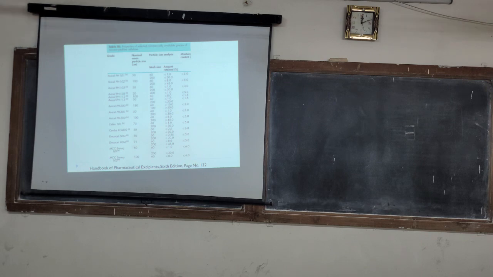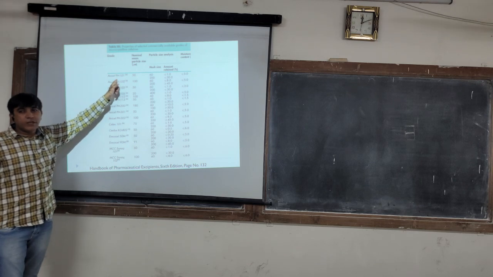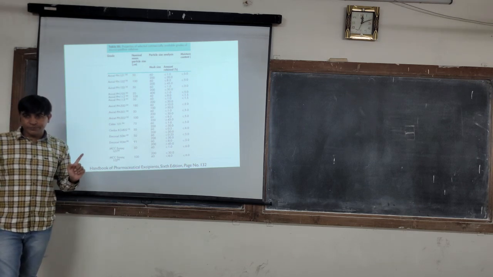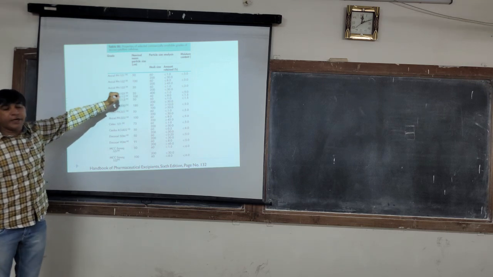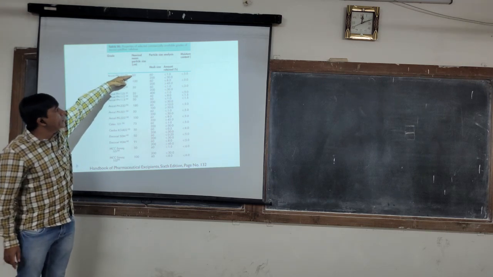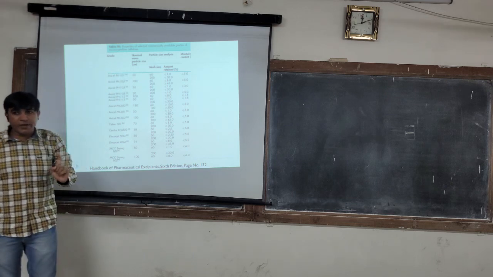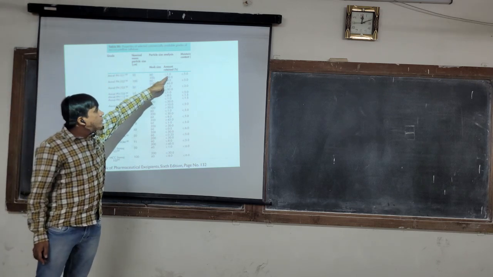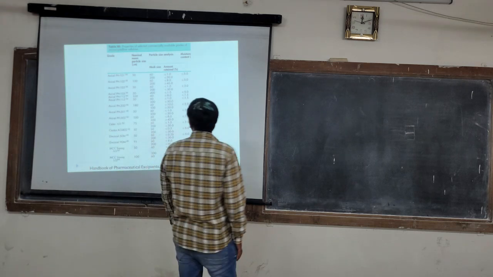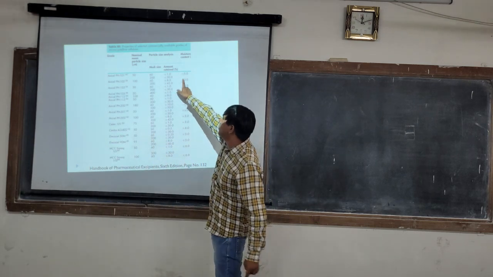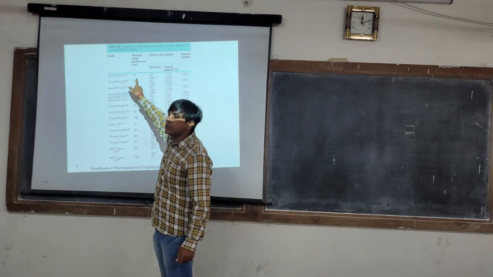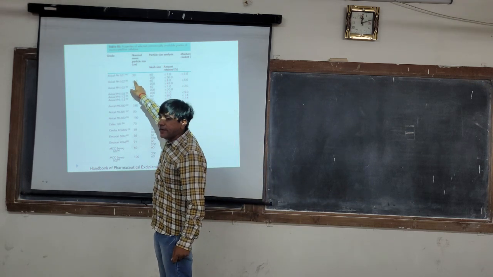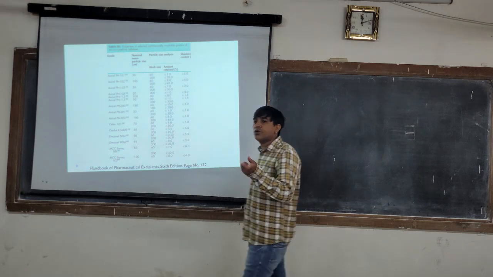Now, these are the different grades available for Avicel. Avicel PH 101. The grade PH indicates pharmaceutical grade. 101 is a grade which is having nominal mean particle size of 50 microns, and moisture content is less than 5%. Avicel PH 102 is having the nominal particle size of 100 microns. So it is somewhat coarser grade.